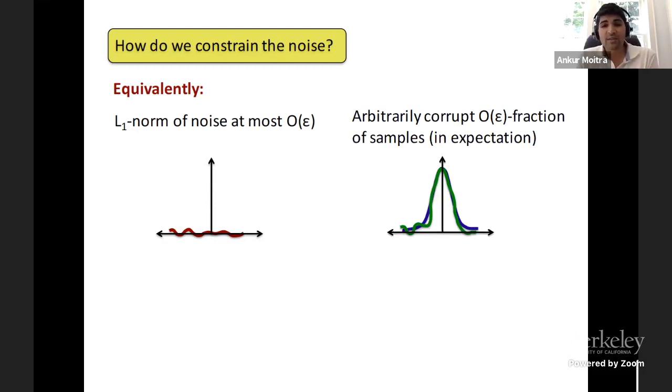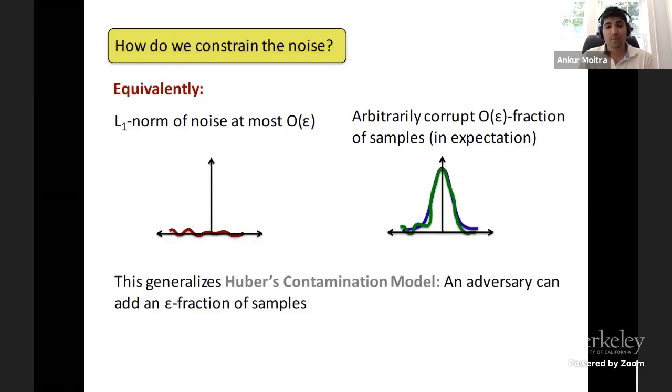Another way to think about this is you can think about it with an adversary. So if you overlay these two PDFs, the idealized model and the observed model, then you can think about the region in between these blue and green curves. And that's the place where the adversary is either deleting or adding points. So you can also think about this noise model as you take samples from some nice distribution, but an adversary gets to corrupt an O of epsilon fraction of the samples in expectation.